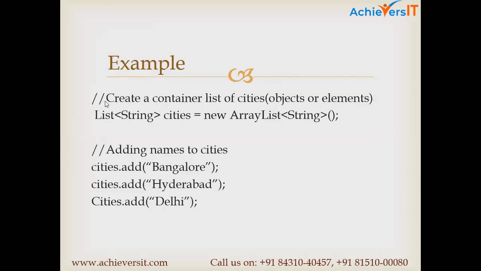Okay, so let's see the example. Now, this is how the Java program looks like. I have a list which I have declared as an array list of cities, which is of type string. This is the object type, so I'm declaring it as a string. Okay. So now I'm adding.